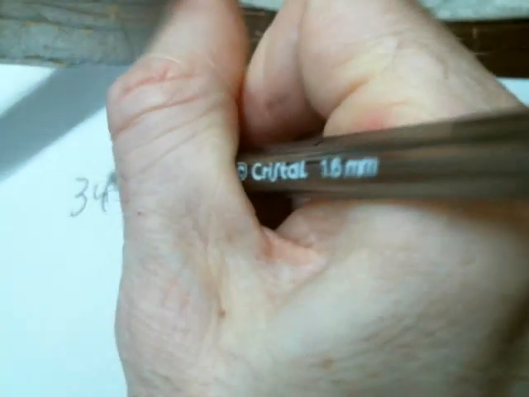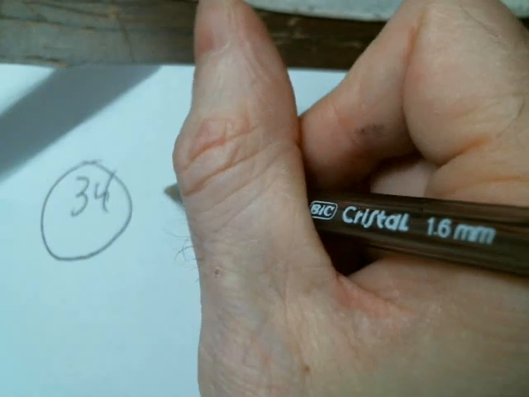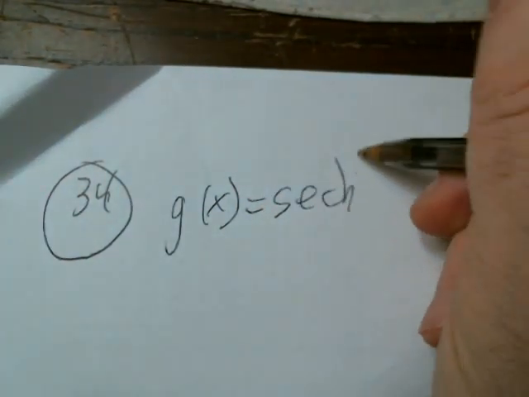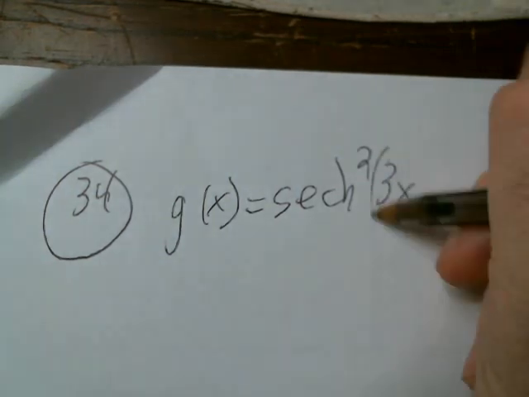All right, let's look at another derivative, as soon as I get my computer back on board. Okay, another derivative. Let's try 34. So what do we have? g of x equals hyperbolic secant squared of 3x.